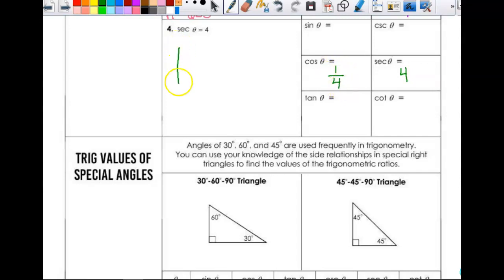I'm going to draw my triangle, make a theta, opposite, hypotenuse, adjacent. So then secant is a whole number, so I'm going to put it over 1, so I actually have a fraction. Secant is a reciprocal of cosine. Cosine is adjacent over hypotenuse, so this is hypotenuse over adjacent, which means I can label the hypotenuse as 4 and the adjacent as 1. You find the opposite.